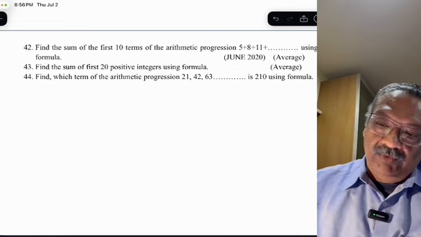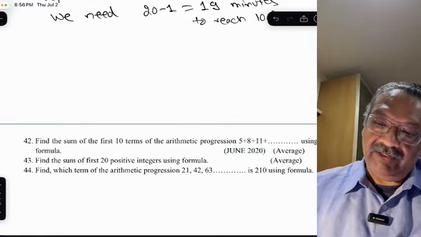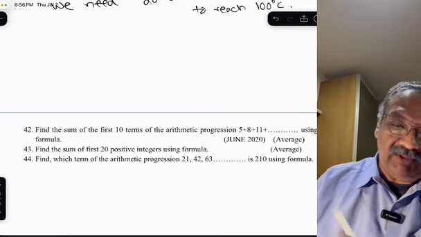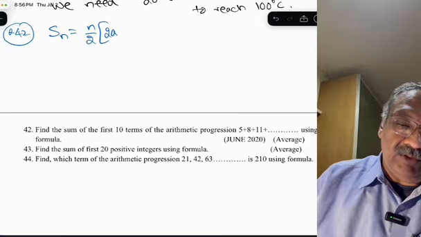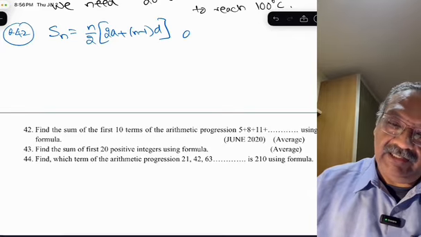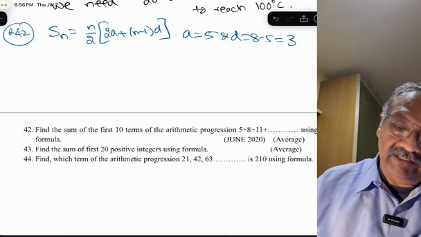Question number 42. Find the sum of the first 10 terms of the AP 5, 8, 11 using the formula. Simple. What does the formula say? Sn is equal to n by 2 into (2a plus (n minus 1) into d). What is a here? a is the first term, which is 5, and d is equal to 8 minus 5, which is equal to 3. So we need S10.